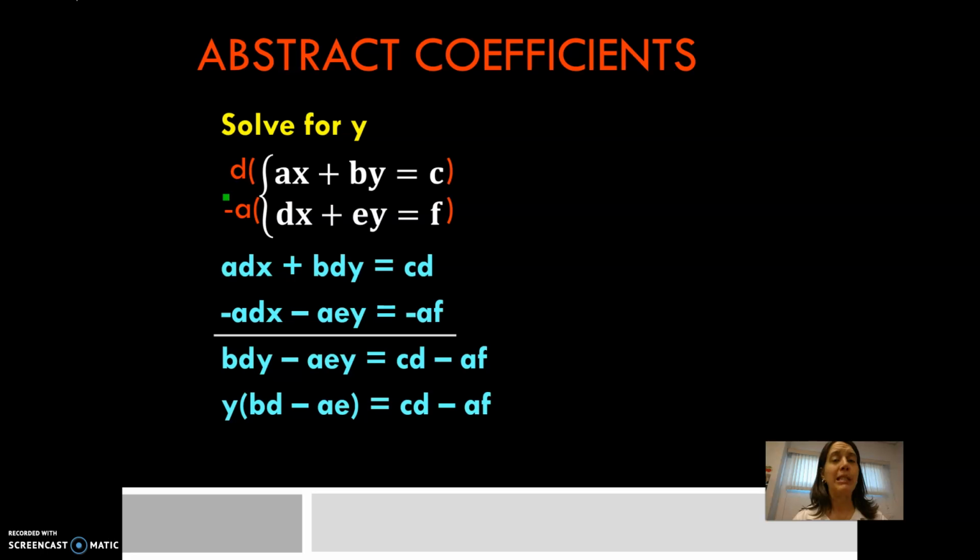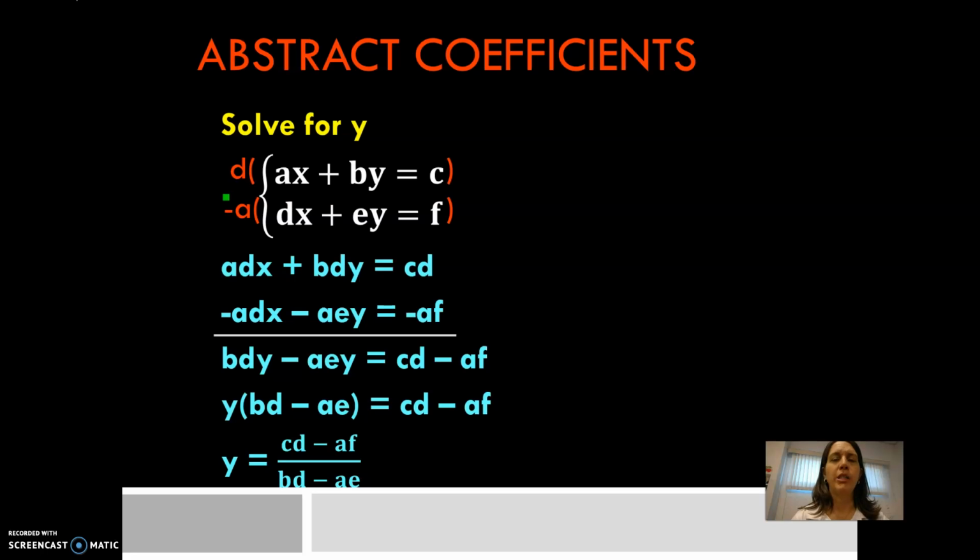Well, if my job is to get the y all by itself, I now need to just simply cancel that multiplication. So I divided both sides of my equation by the bd minus ae. And there is our final answer for the y in our question. Remember, this is an abstract question, so our answers are going to look in this format. They're going to involve a bunch of different letters, and that's okay.